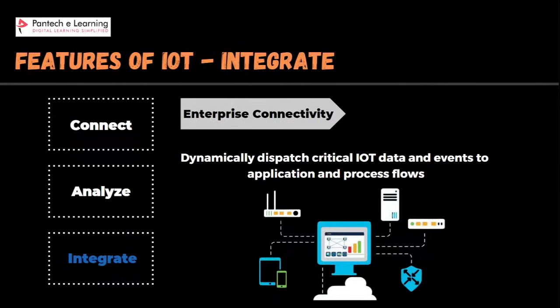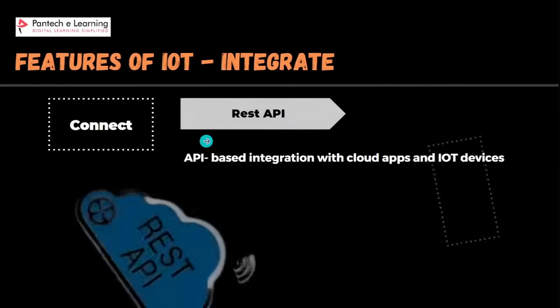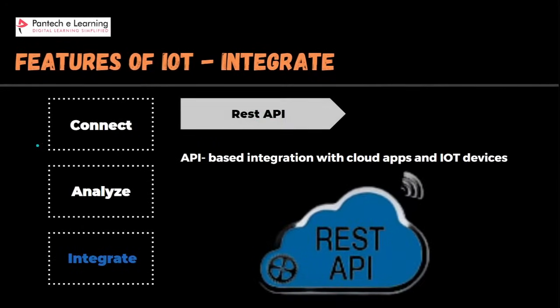So now, how does this happen? For that we have another thing which is called REST API. Once I have integrated my REST API with respect to the cloud application and IoT, then communication between the enterprise, the platform and the things around us can be made more efficient and easier as well.